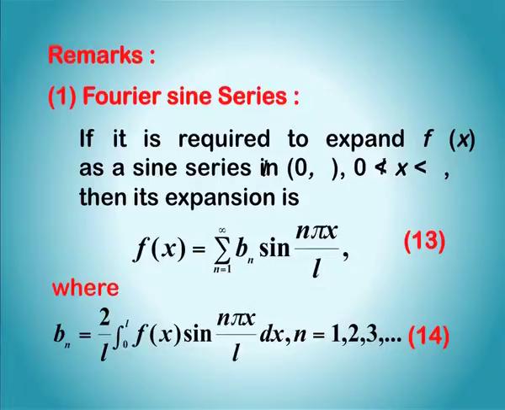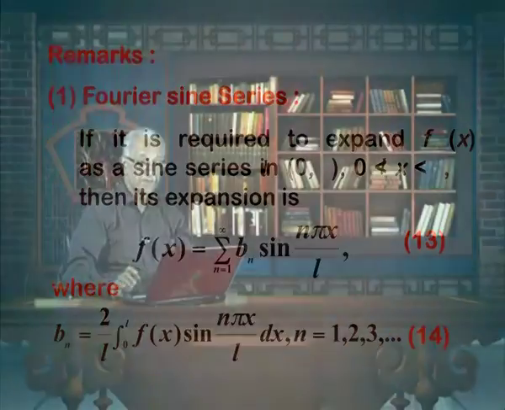This is what we call the Fourier sine series, given by equation 13. This coefficient b_n is given by equation 14: b_n = 2 upon L, integration taken over 0 to L, of the function f(x) which we want to evaluate given by 13, times sine n pi x upon L dx, where n varies from 1, 2, 3 up to infinity.